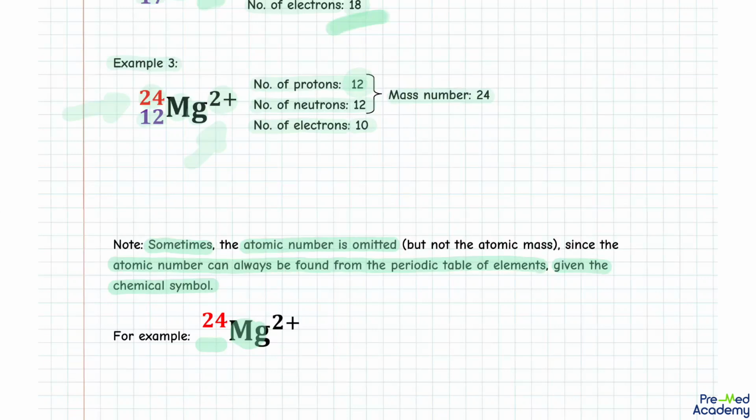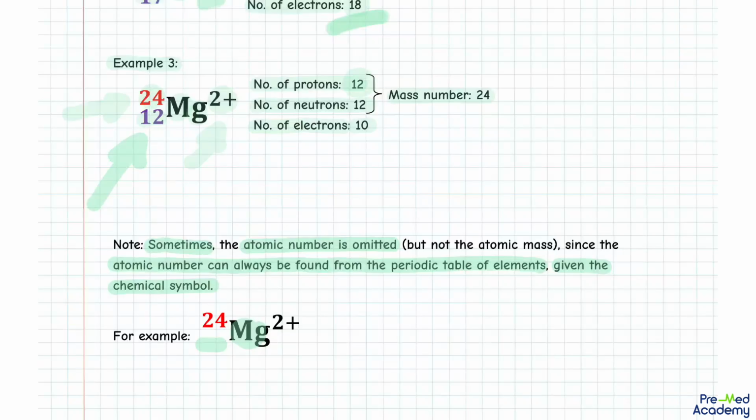and you will see that quite often. For example, here is again the magnesium atom from the previous example, but this time, we did not mark the atomic number. And it's very easy to go to the periodic table and just find that the atomic number of magnesium is 12. That is, it has 12 protons.